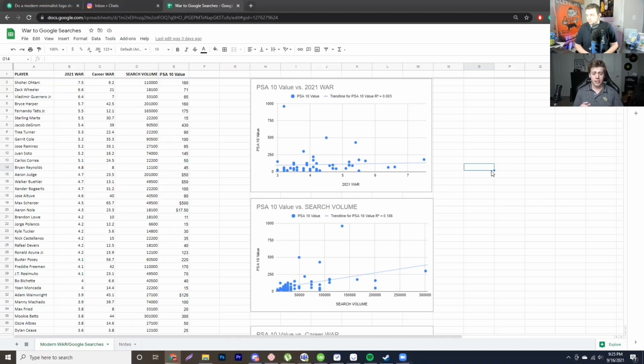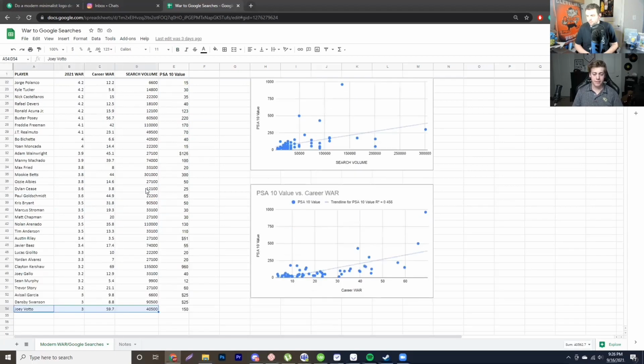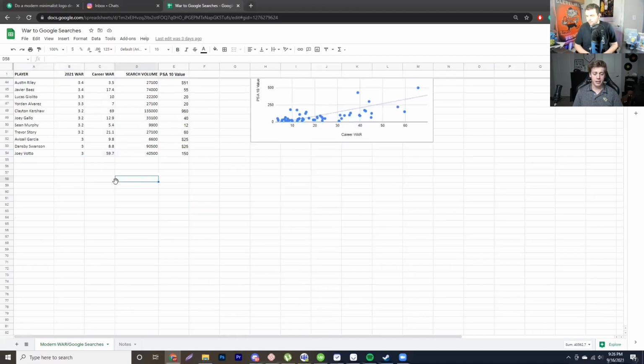For the data I grabbed over here on the side, I looked at the top 100 players this year by WAR. Again, some players are injured, some don't have rookie cards, and some don't have a lot of PSA 10 cards out there, especially if they're a 2021 rookie. People aren't getting their PSA 10s back right now, especially if they did a bulk order. So not everyone is on this list, but I ended up doing 53 different players, ranging from 7.5 WAR for Shohei Ohtani all the way down to 3 WAR for Joey Votto.